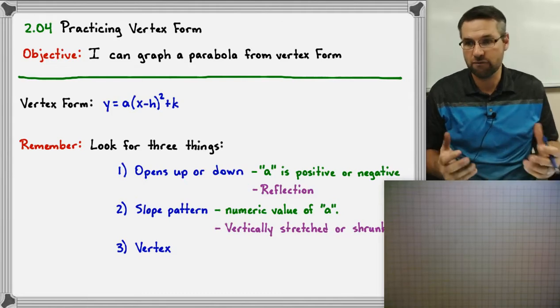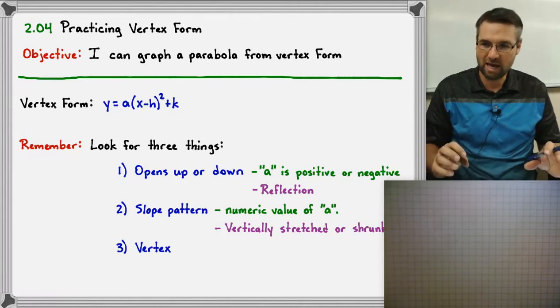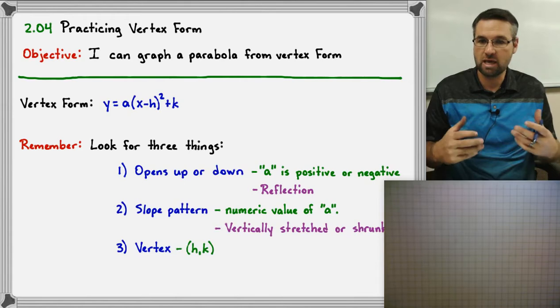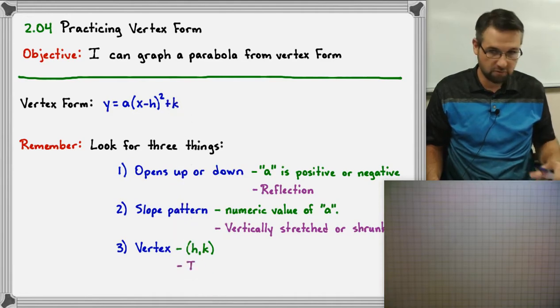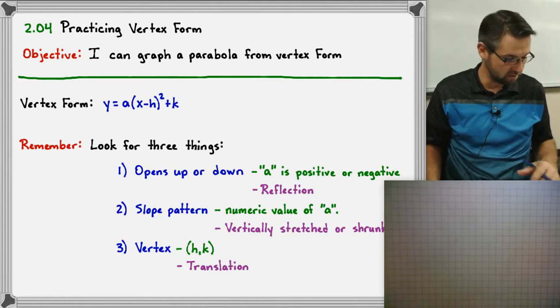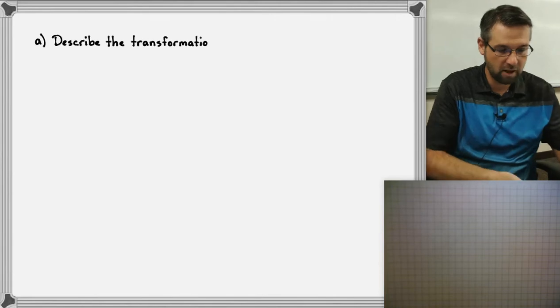And the third thing we look for is the vertex. Now, usually it's the first thing we look for because that's where we start our graph. But when describing what's happening, it's the last thing we describe. So remember, the vertex is actually the h and the k values, where we change the sign of whatever we see inside the parentheses for h, and we keep the sign for the value of k. So h, k is our vertex, and we describe that as a translation or a shift of some sort.